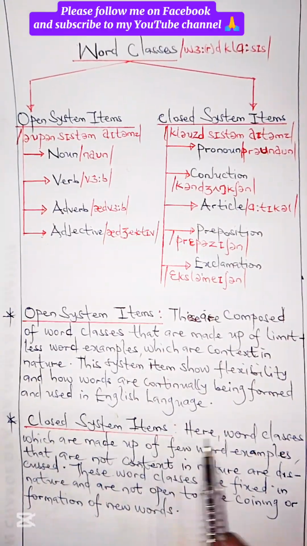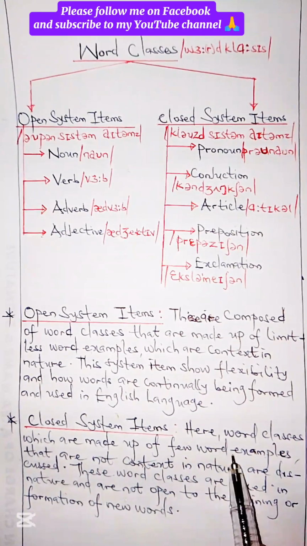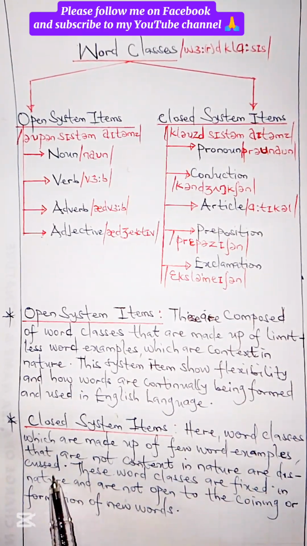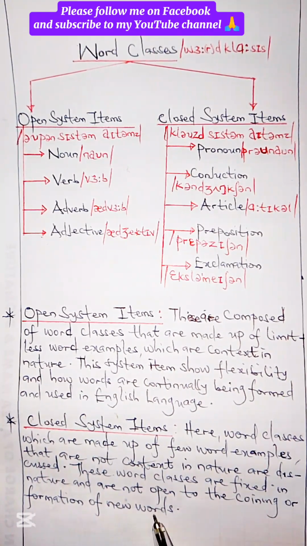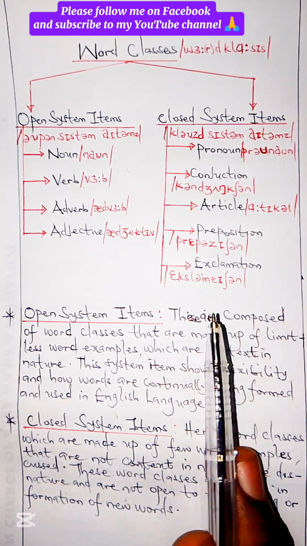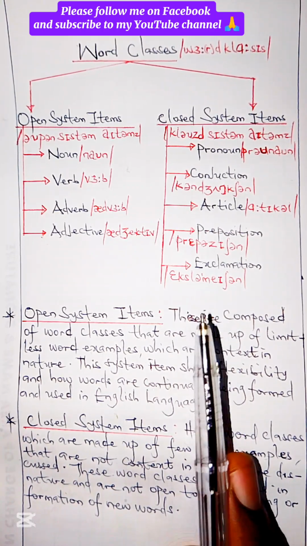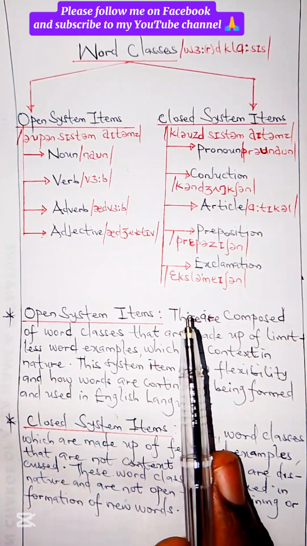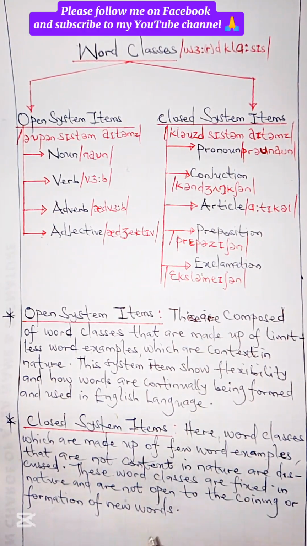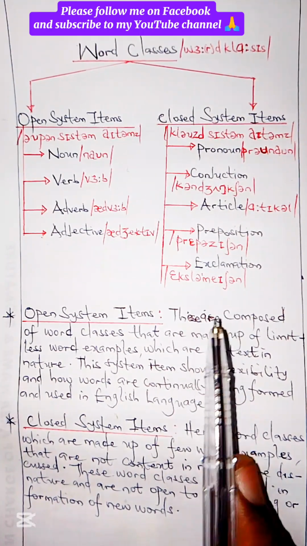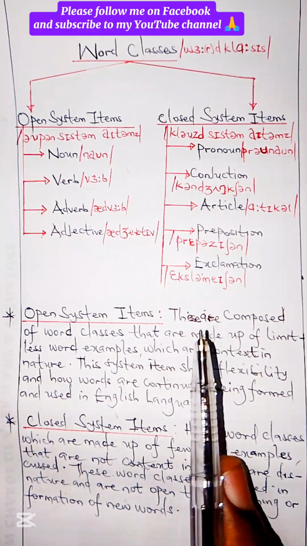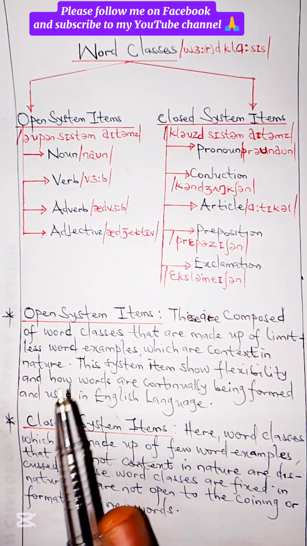Now, when we look at the closed system items, here, word classes which are made up of few word examples that are not context in nature are discussed. These word classes are fixed in nature and are not open to coining or formation of new words. Now, when you look at closed system items, we have parts of speech such as pronoun, conjunction, article, preposition, and exclamation. Now, all those parts of speech are made up of limited numbers of words. That is, they're made up of words that can be numbered. We can count the amount of exclamations that we have. We can count the amount of articles and determiners that we have. We can count the amount of conjunctions that we have. We can count the amount of pronouns, but we can't really do that for the open system items.